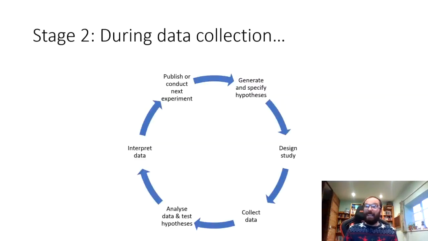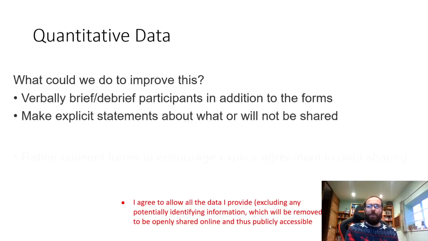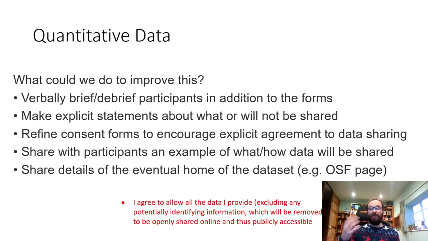What can we do then during data collection to facilitate this notion of sharing? If we're doing quantitative studies, we could do these sorts of things. We could verbally brief or debrief participants in addition to writing down whatever it is in the form. We could make explicit statements about what will or will not be shared. We could refine consent forms, as I just have, to encourage explicit agreement. And we could share with participants an example of what and how the data will be shared.